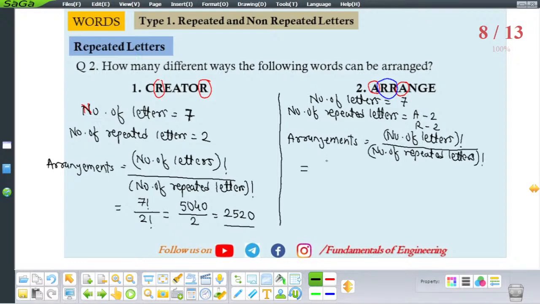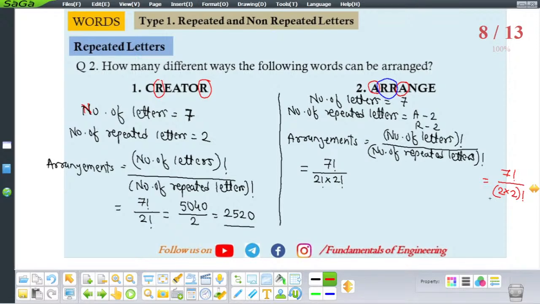The number of letters, how many? 7 factorial. Now the number of repeated letters: A is repeated 2 times and R is repeated 2 times. So we have to write 2 factorial into 2 factorial. For A it is 2 factorial, and R is repeated twice, so 2 factorial. Now here the students are making a mistake: they will take 7 factorial upon 2 into 2 factorial.